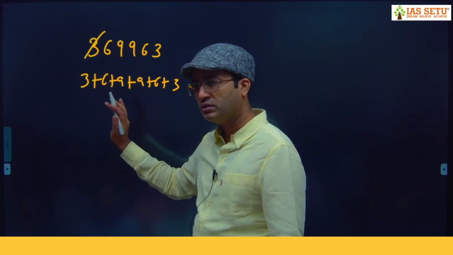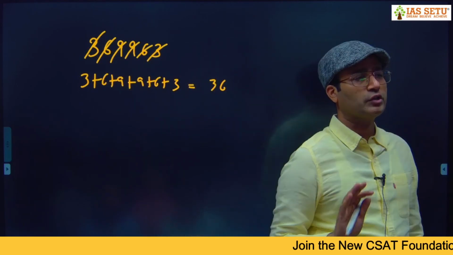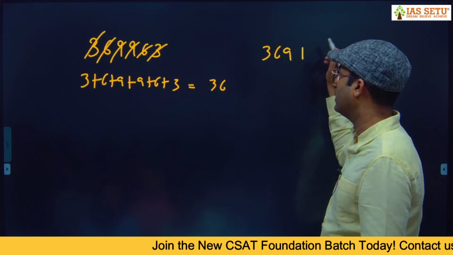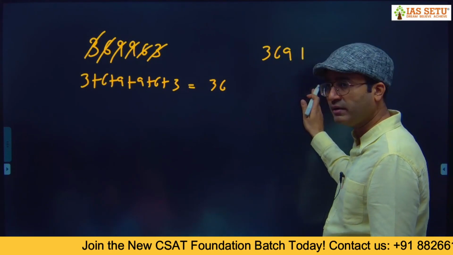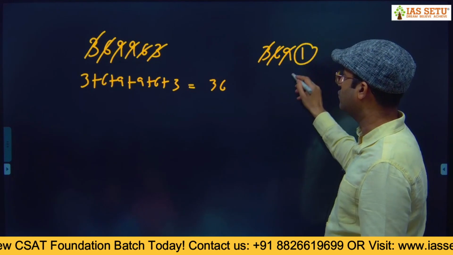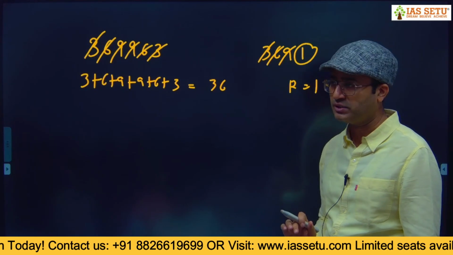Remove 3, 6, 9. Wherever you find 3 or a multiple of 3 in your number, you can ignore it. Like for example, 3, 6, 9, 1. Okay, you can add, but no need. 3, 6, 9 are divisible. Here this 1 is your remainder. Only 1 will decide what is your answer.